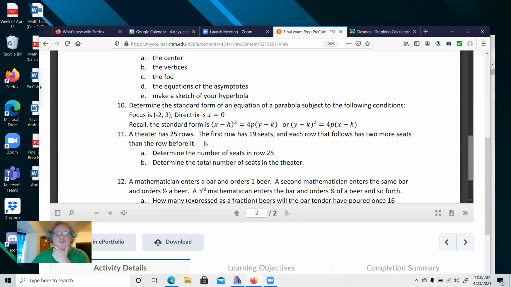We have a theater that has 25 rows. The first row has 19 seats, and each row that follows has 2 additional seats from the row preceding it. Determine the total number of seats in row 25, and determine the total number of seats in the theater.